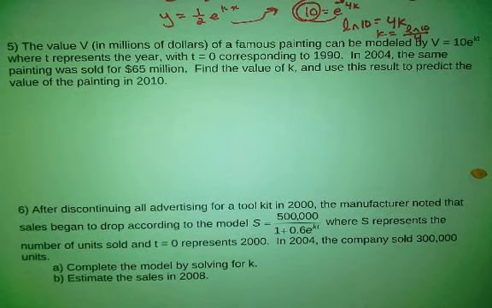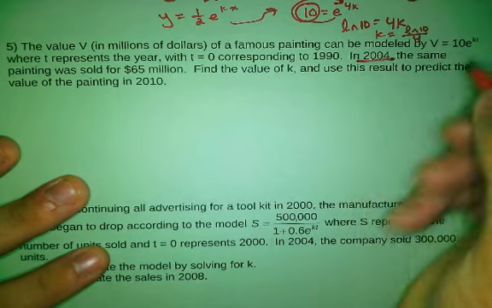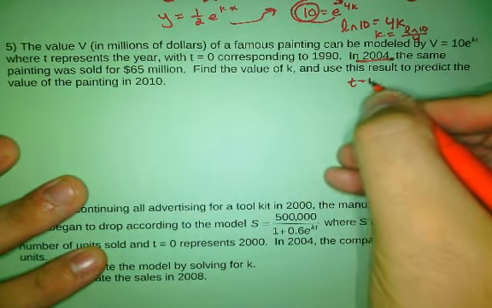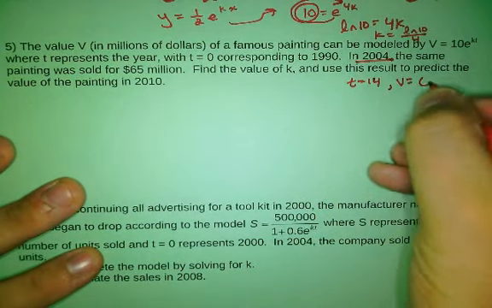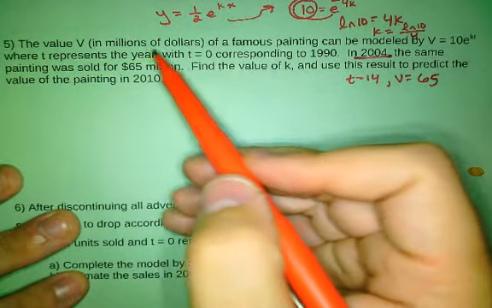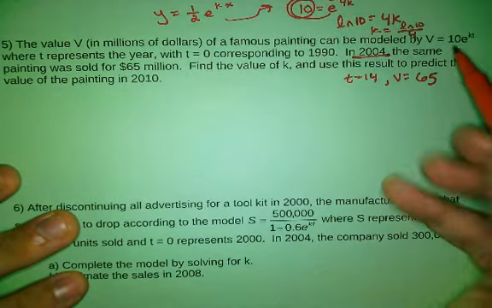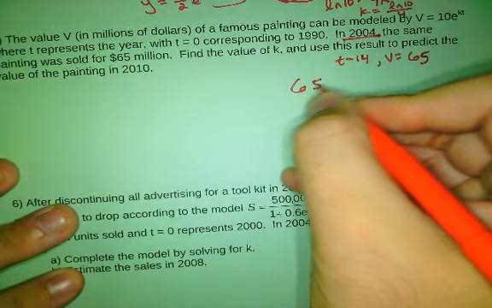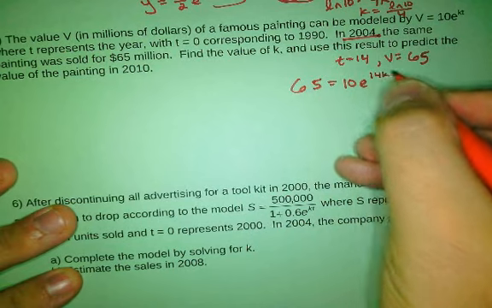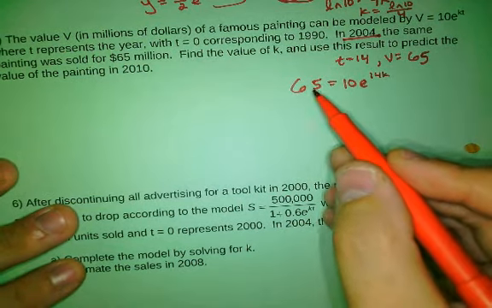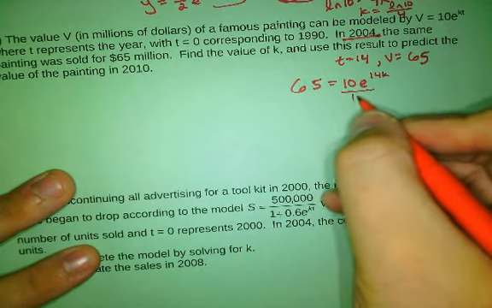So I'm given the C value. That's kind of nice. The C value is worth 10, which means that in 1990 it was worth $10 million, by the way. So in 2004, what's my T value in 2004? T equals 14. And when T equals 14, what does V equal? Just 65. Remember, it's in millions, so it's just 65. So plug this all in. I'm going to get 65 equals 10 e to the 14k. Divide each side by 10.